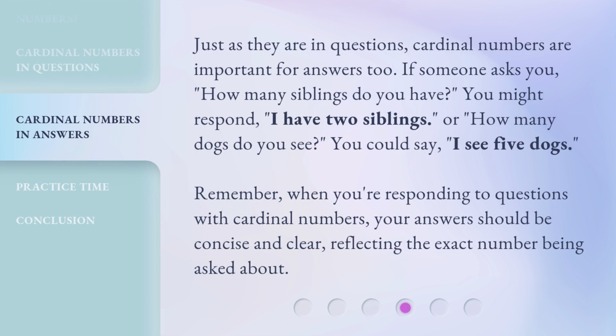Just as they are in questions, cardinal numbers are important for answers too. If someone asks you, "How many siblings do you have?" you might respond, "I have 2 siblings." Or, "How many dogs do you see?" You could say, "I see 5 dogs."